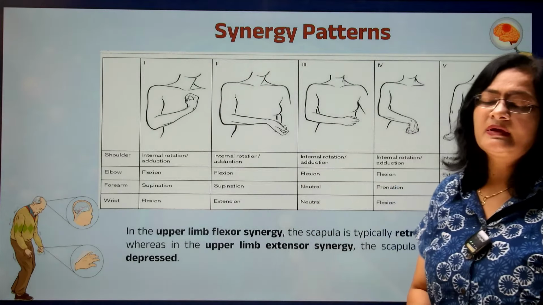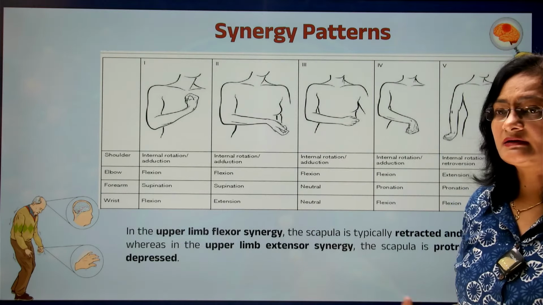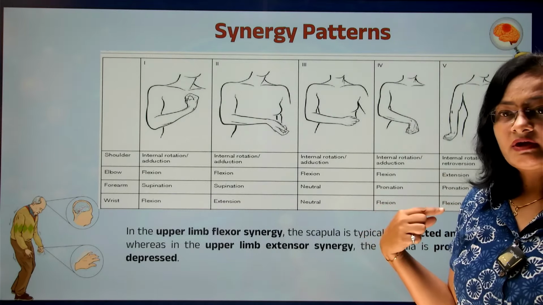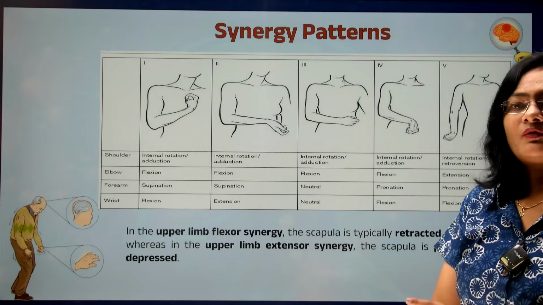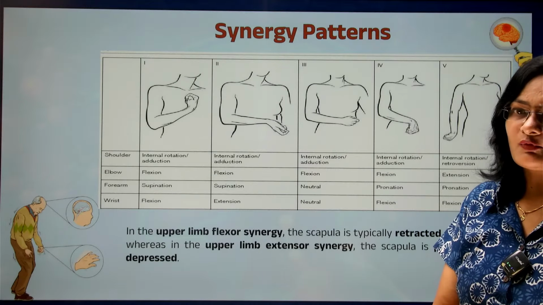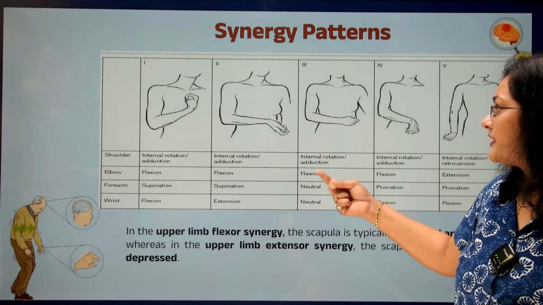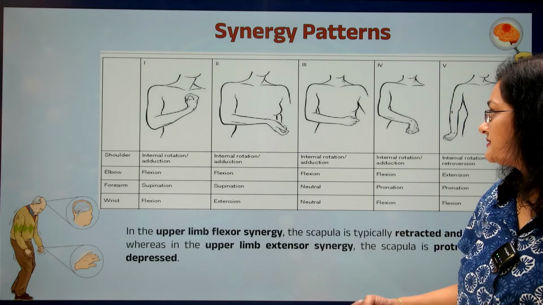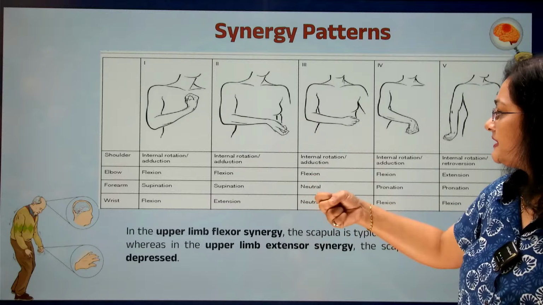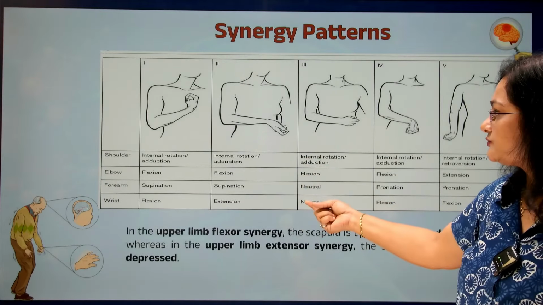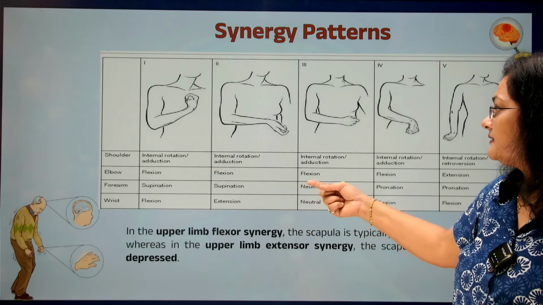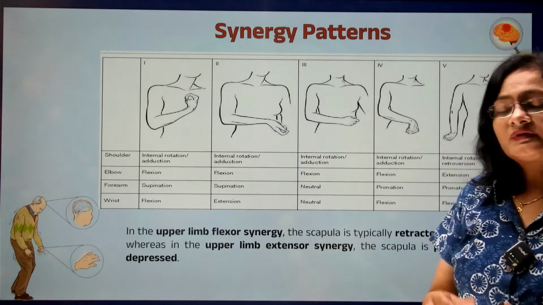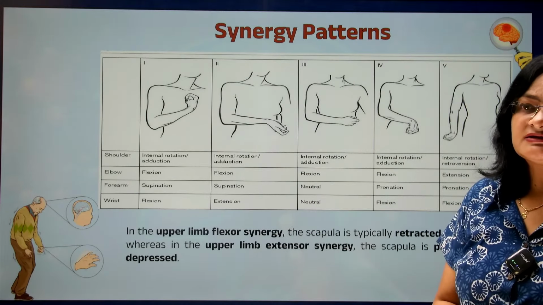Whenever you are describing any of the synergy patterns, you have to explain the scapular component, then shoulder component, elbow component, forearm component, and the wrist component. So shoulder, for the flexor synergy, it will be adduction and internal rotation. Then elbow will be in flexion, forearm will be in supination, and wrist will be in flexion. Okay. Any of the components may vary, which will result in a mixed type of synergy.